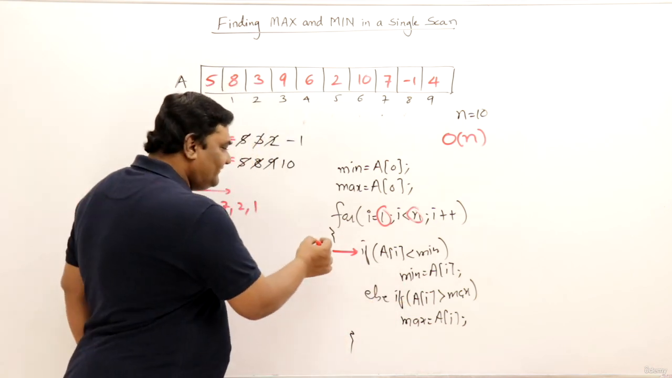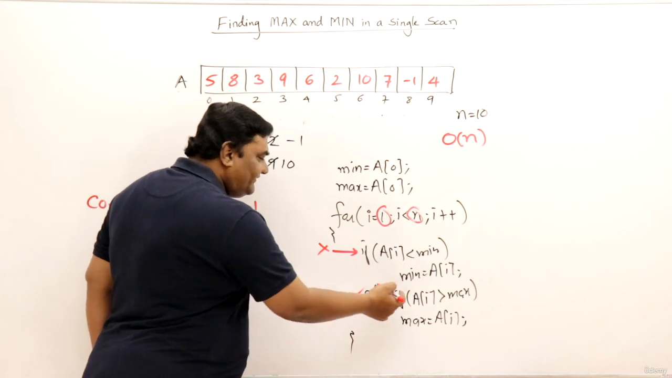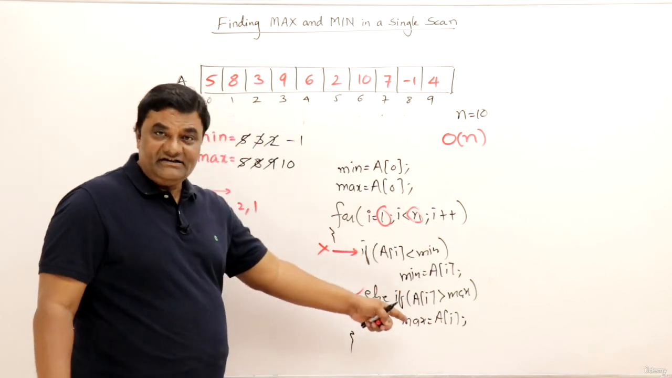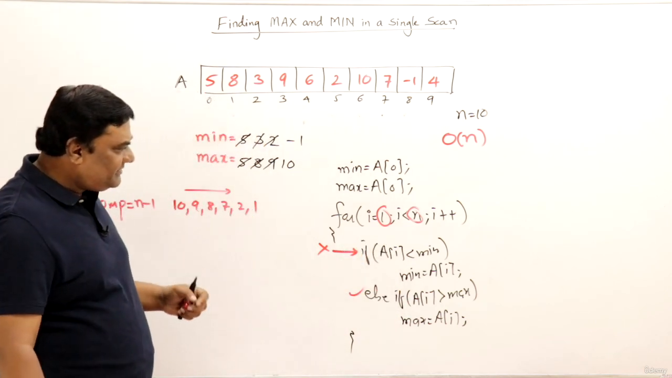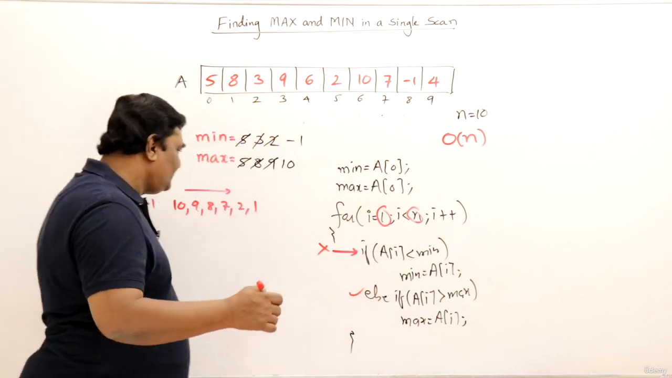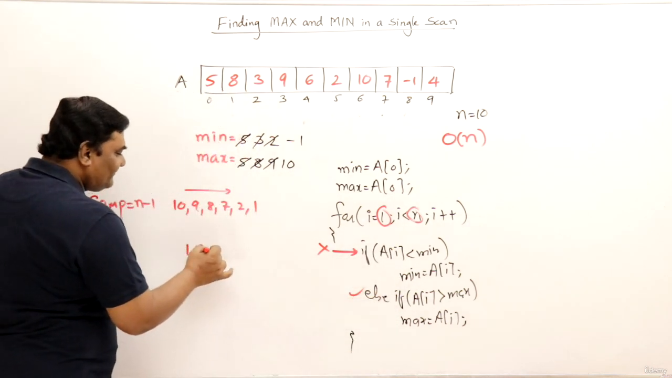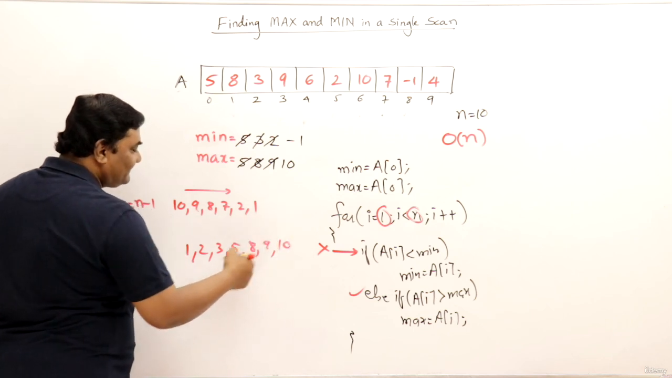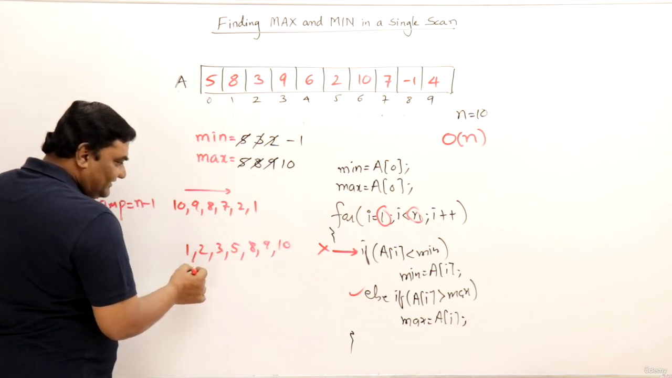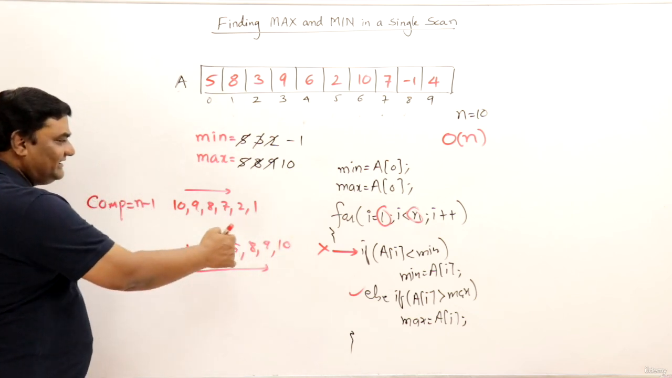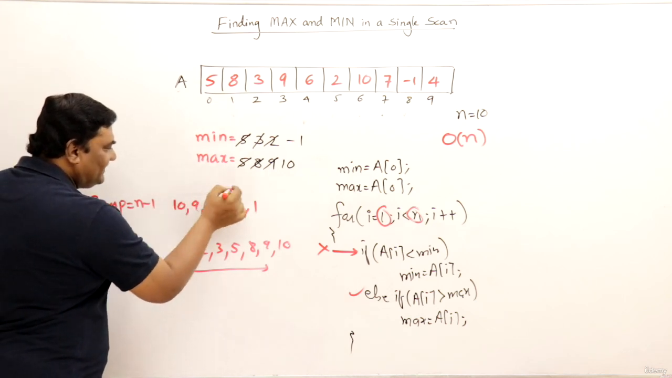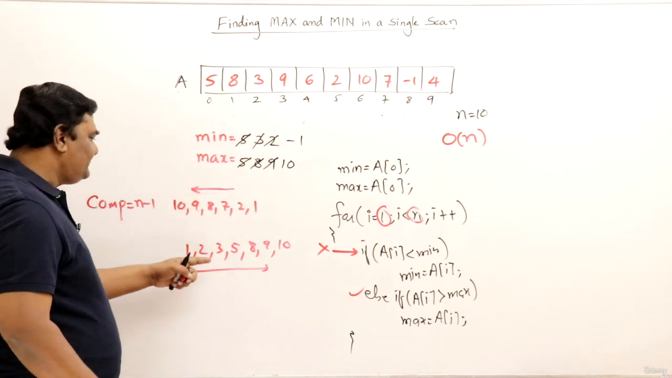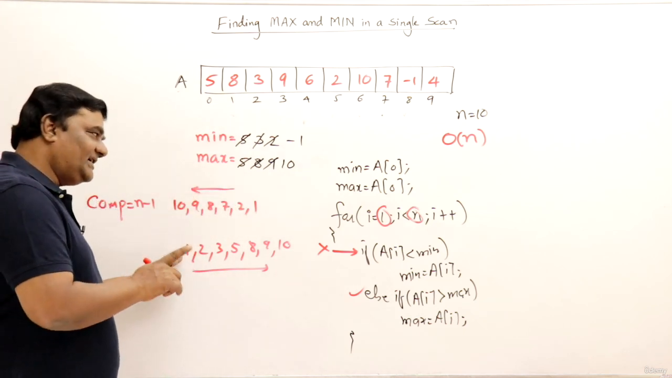Then what about this one? See, if this is always false, then always it will enter into this one and check this condition. So in what situation will it happen that this is always false? So let us take the list. It is 1, 2, 3, 5, 8, 9, 10. Suppose the list is like this. If the list is going like this, that is an increasing order. So if I show an arrow like this, this is a decreasing order. This is increasing order.